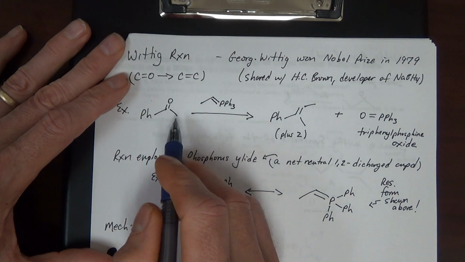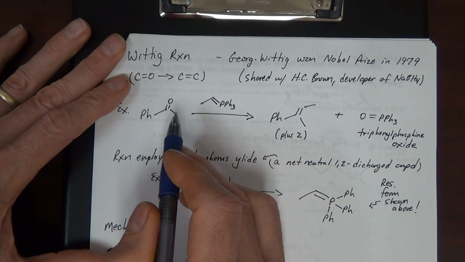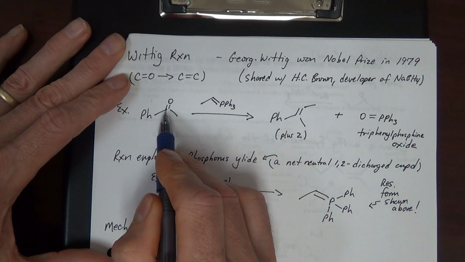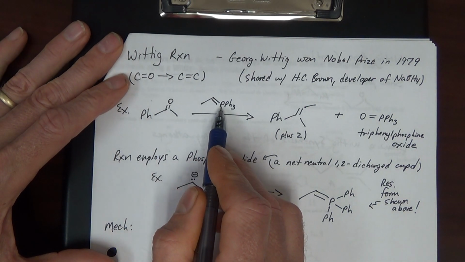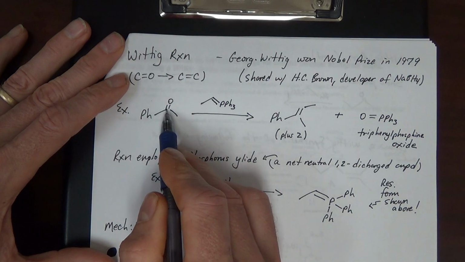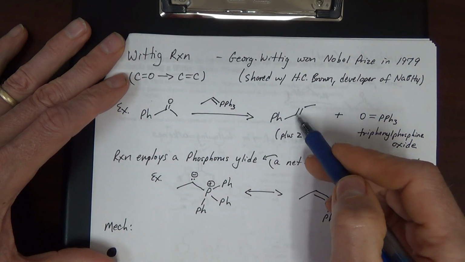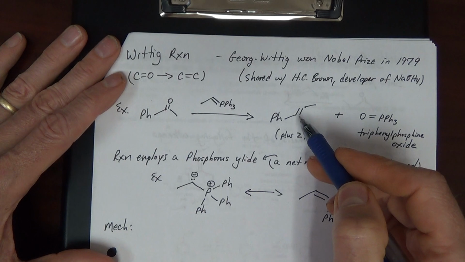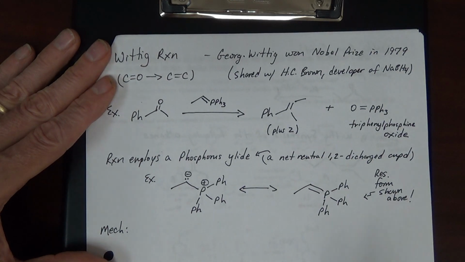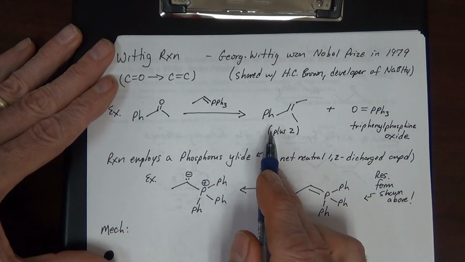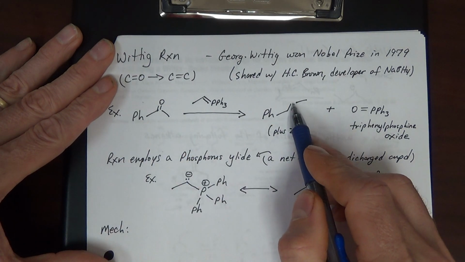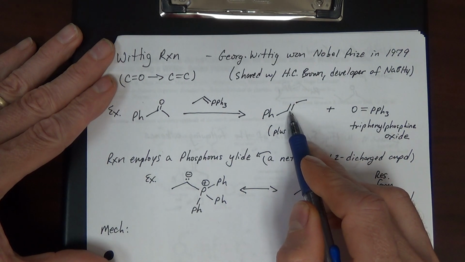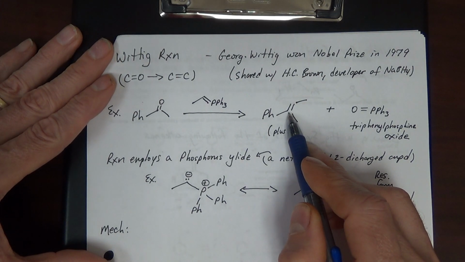Ultimately, if we focus in on what's going on here, you've got a carbon double bonded to an O and a carbon double bonded to a phosphorus. In the end, these 2 carbons are going to be double bonded to each other. And that's a great way to think about it initially. And the other group on this carbon, in this case a methyl, is still on that carbon. But that carbon is now double bonded to the carbon of the carbonyl.